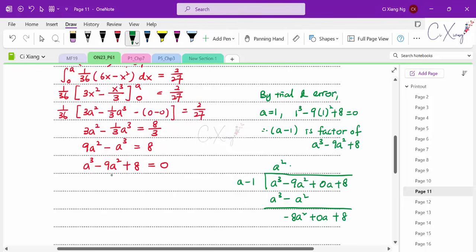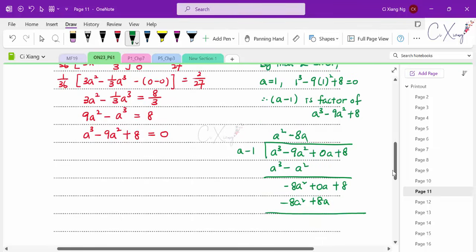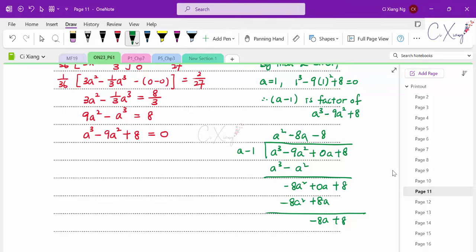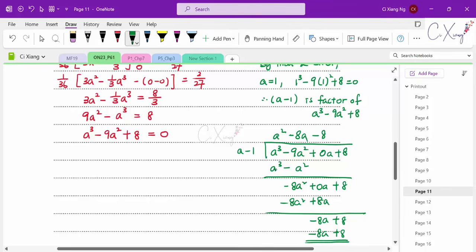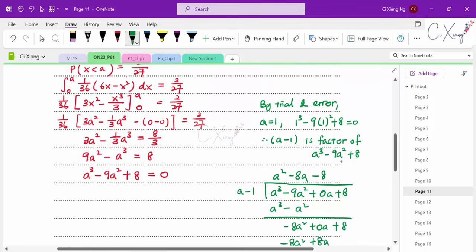So the next term is negative 8a. So negative 8a^2, then plus 8a. After that, 0 minus 8 becomes negative 8, then plus 8. So I must have negative 8 here, so negative 8a plus 8. You can see that it is divisible completely by the factor a - 1. This part involves the knowledge of long division from chapter 1 in our pure maths, paper 3.